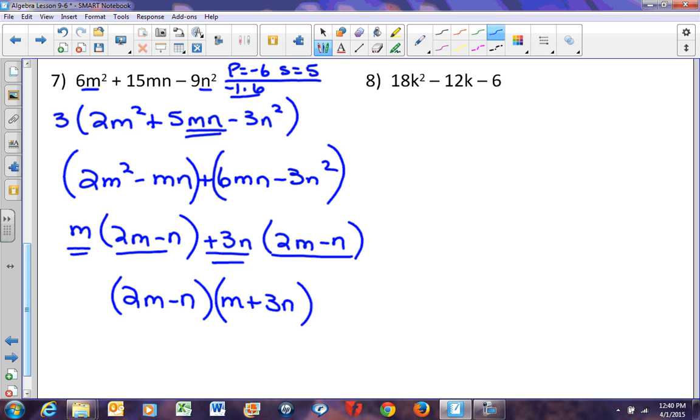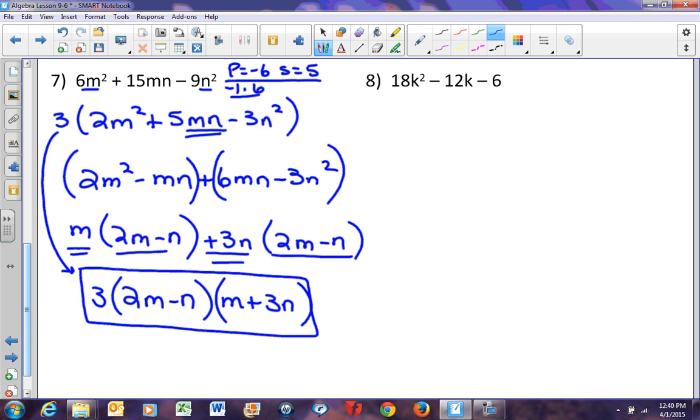And don't forget, we took out a 3 to begin with, so we need to put that 3 back here at the end. And there you have it. Not any more difficult. You just have variables to deal with in the middle, so we just put them in.